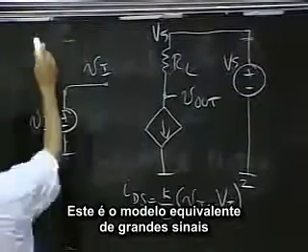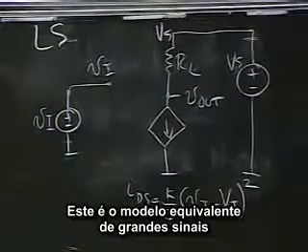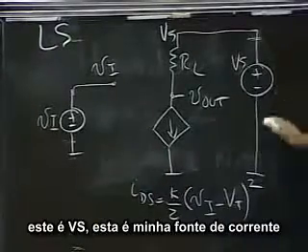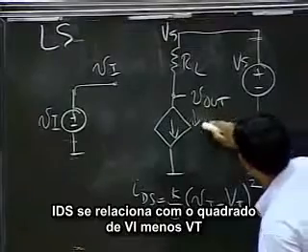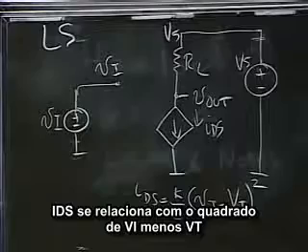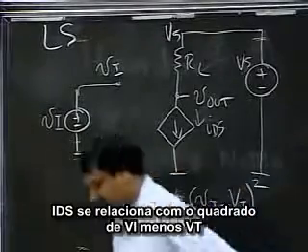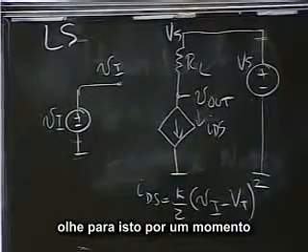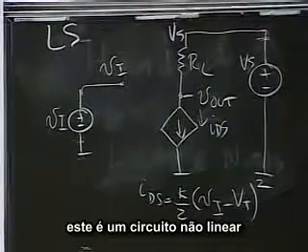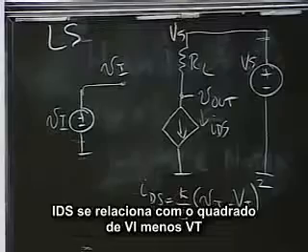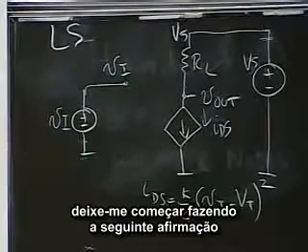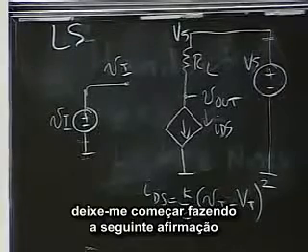So this is the large signal equivalent circuit model for our MOSFET amplifier. Okay, VS, and here's my current source. IDS relates to the square of VI minus VT. So stare at that for a second, and that's a nonlinear circuit because IDS relates to the square of VI minus VT.